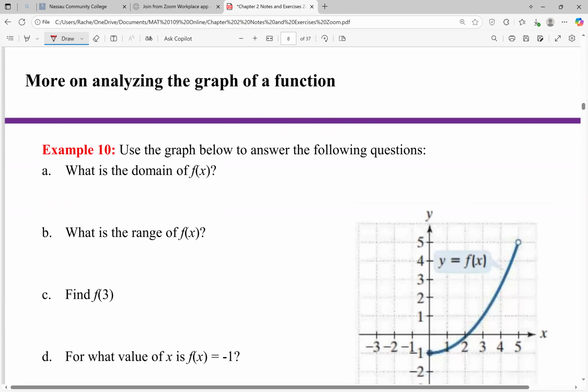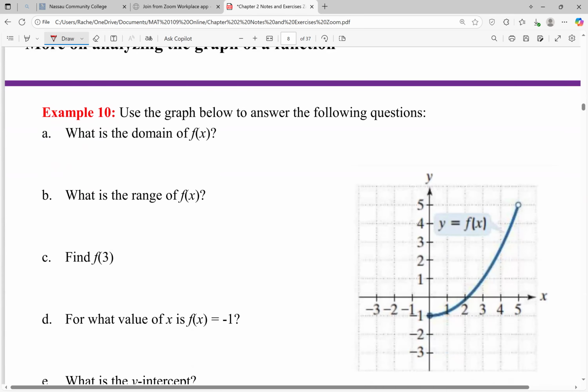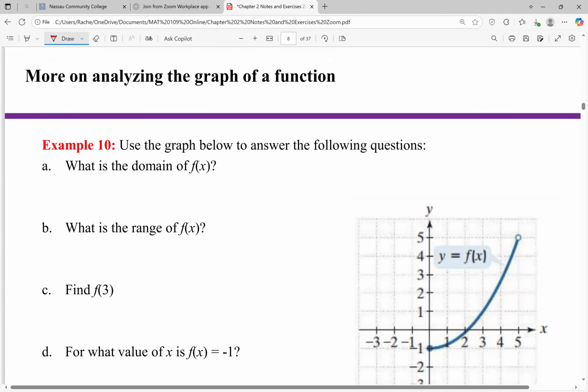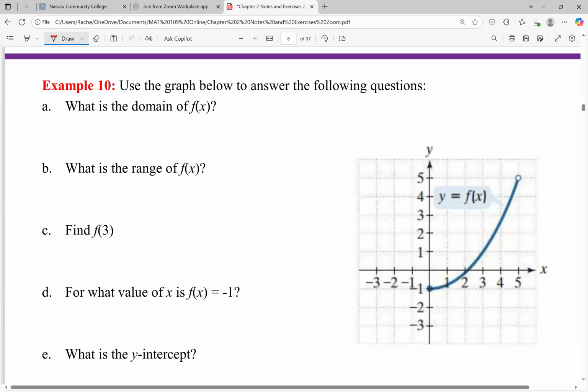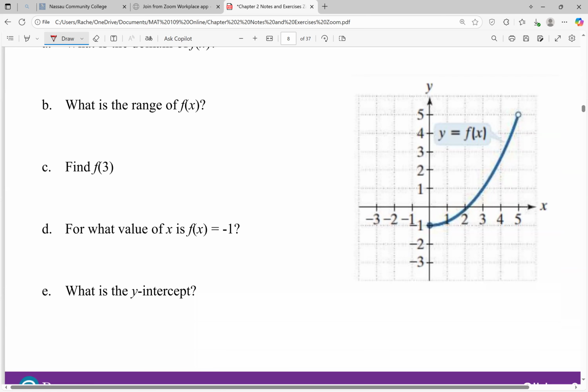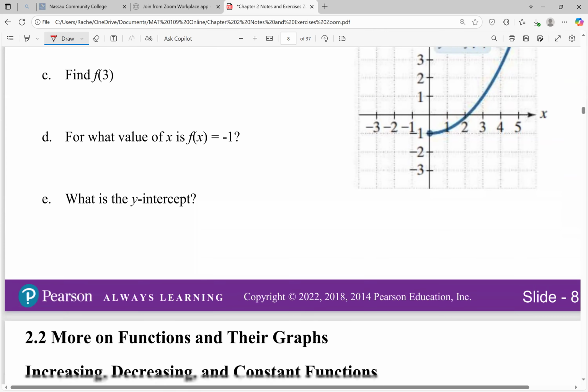And we'll do one more example where we're going to put it all together. So let's use a graph and analyze the function. Here's an example of a function. I gave you the graph of a function, and let's practice finding domain and range. We'll use function notation. In C, it says find f of 3. For D, at what value of x is the function equal to -1? And then we'll find the y-intercept. So we're going to put together a lot of what we learned in this section.